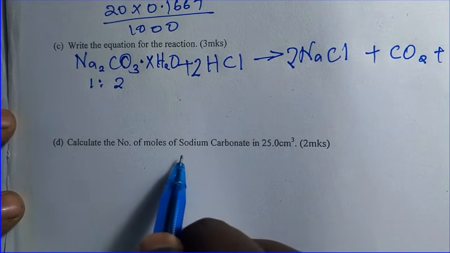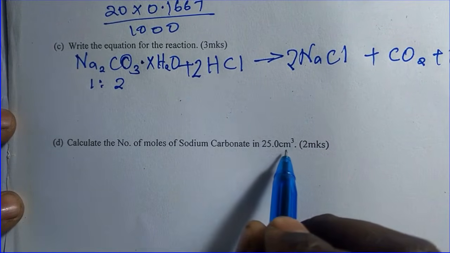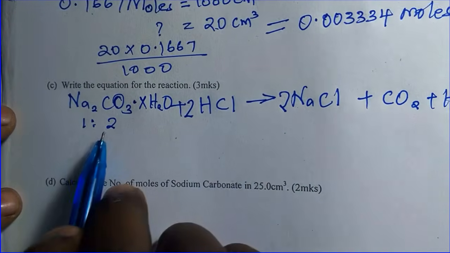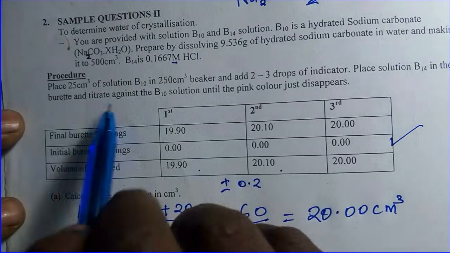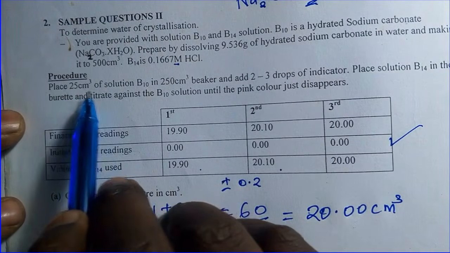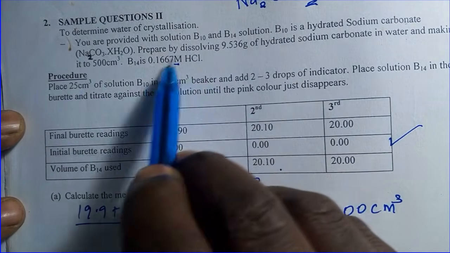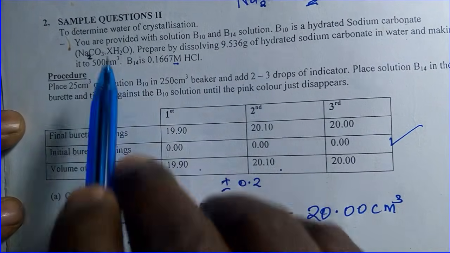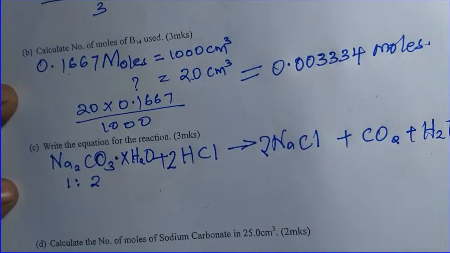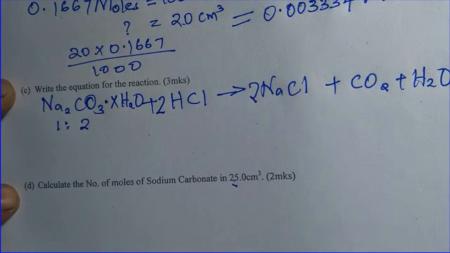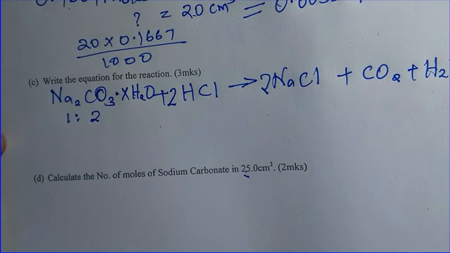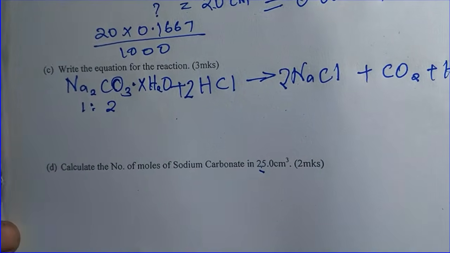Calculate the number of moles of sodium carbonate in 25 centimeters cube. Remember, the carbonate we pipetted, 25 of solution P10. P10 is our carbonate. So we used 25, so we know this one is 25 centimeters cube. That one is perfectly well known.